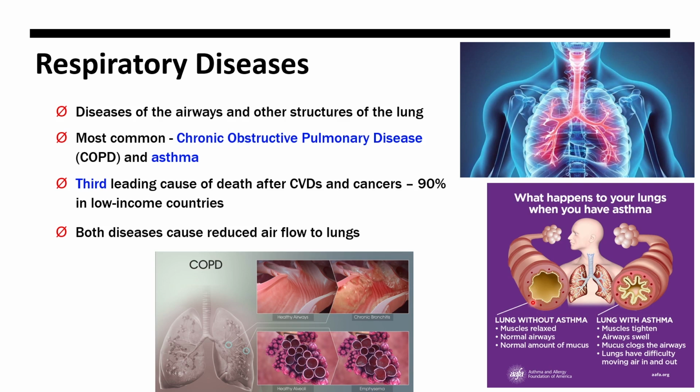And you can see here the airway is not swollen, it's normal. But here you can see it's swollen. And here you can see this is the main characteristic: the airflow diameter is restricted in the person with the disease. So the mucus clogs the airways and the lungs have difficulty in moving air.